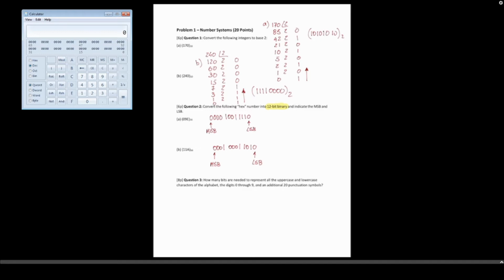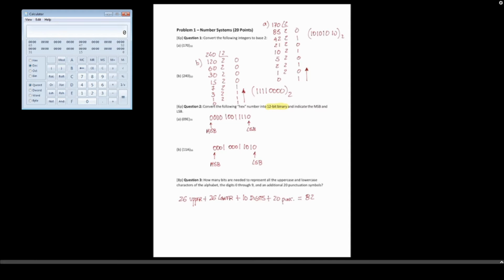How many bits are needed to represent all the upper and lower case characters of the alphabet? So we have 26 uppercase plus 26 lower plus digits from 0 to 9, so 10 digits, plus an addition of 20 punctuations. So if I sum all these, I get 82 symbols that I need to represent.